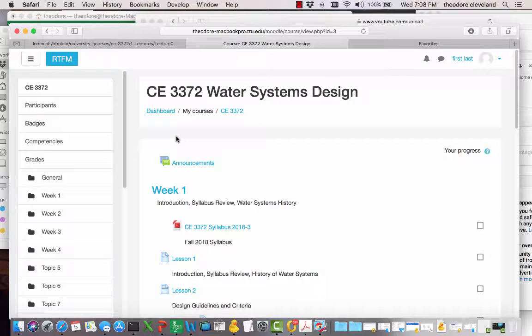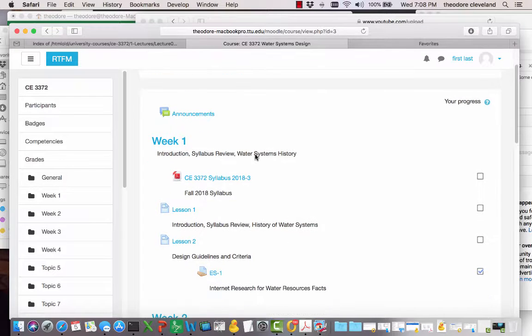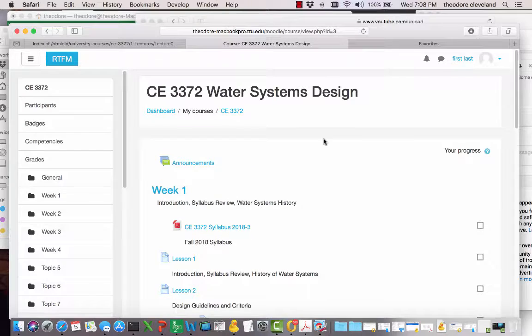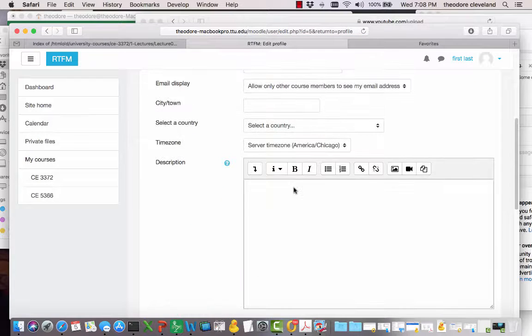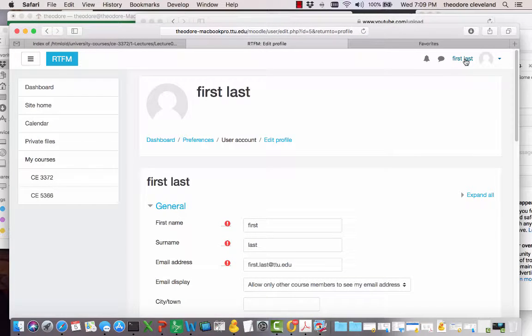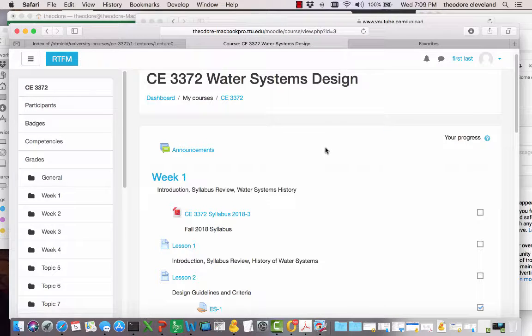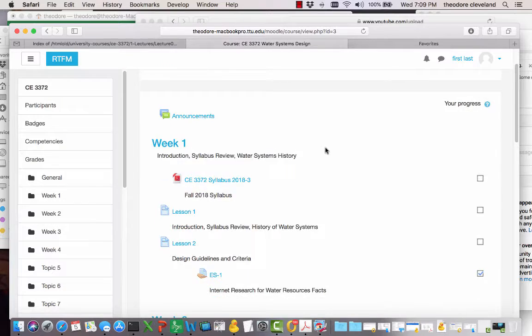And this one is really just a quick review of some new things in the Moodle site, as well as looking at some exercise cases. So I'm now logged in as Mr. First Last. So this is the user's profile, and it's basically just a fake student account so that I have the ability to look at the course from you, the student's perspective.